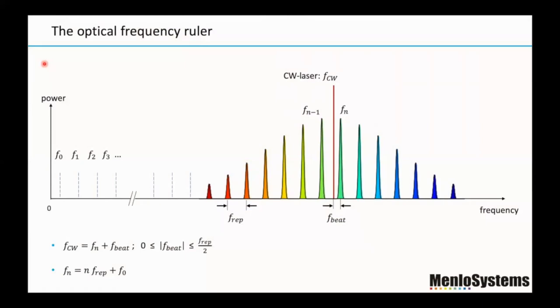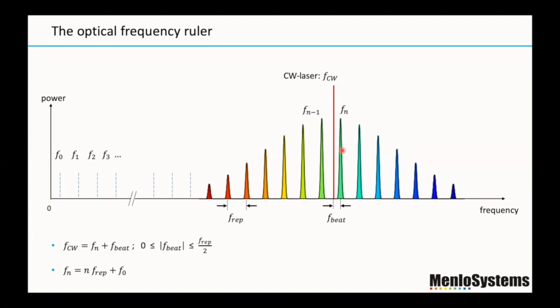Hi again. What I want to show you here is how we determine the sign of the beat signal and also the frequency of the CW laser that we are measuring. What you see here is the representation of the frequency comb that we have already seen throughout this webinar. Here you see all the different modes, and the spacing will be the repetition rate. As we have said, the frequency of the CW laser will be given by the frequency of the mode N that we already know because we have measured it with a wave meter, and also the frequency of the beat. If you see here, this red line could correspond to the frequency of the CW laser that we want to measure precisely. And here we have the mode N that we already know.